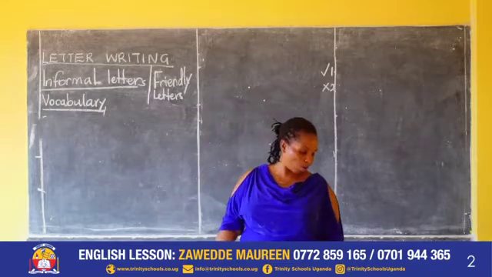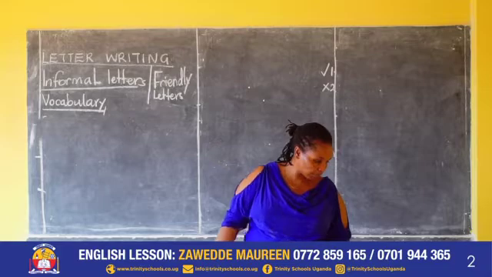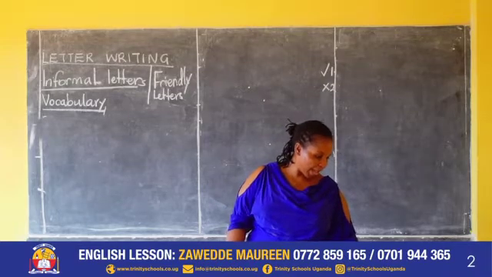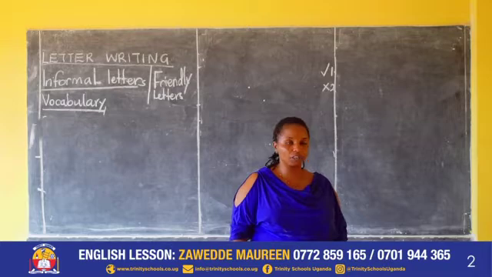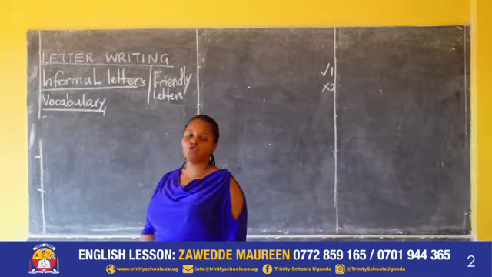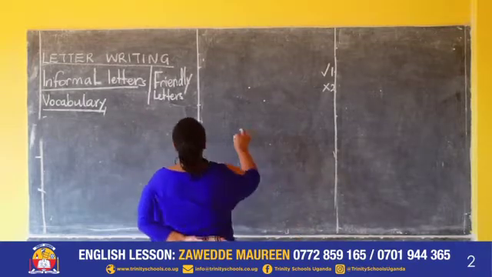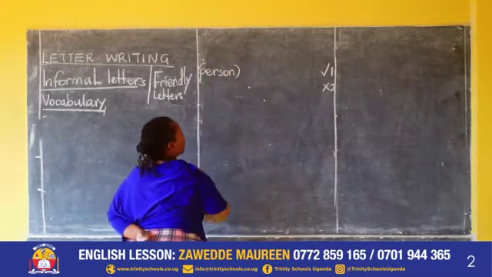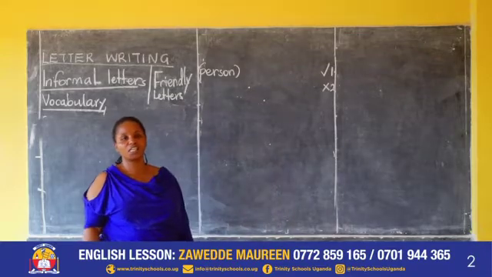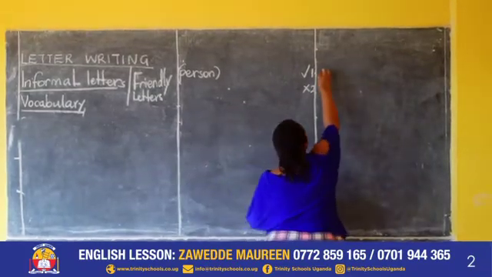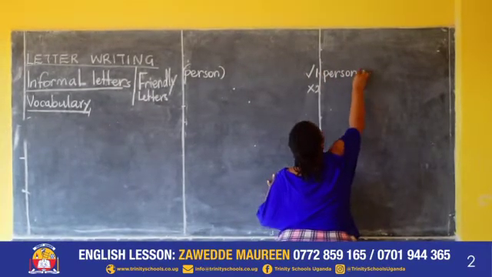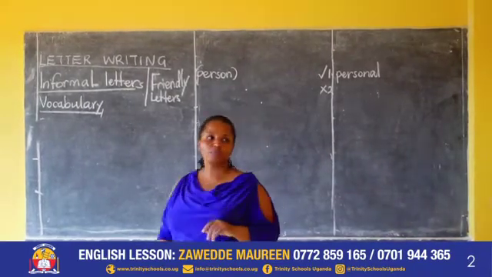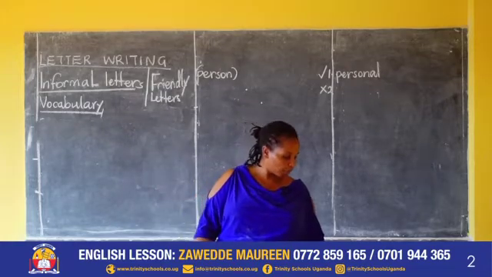So candidates, our question one was, I have learned how to dash, a letter. Our word in brackets was person. So that means that you have learned how to write a personal letter. If you passed it, you put a tick. If you failed the spelling, you put a cross.